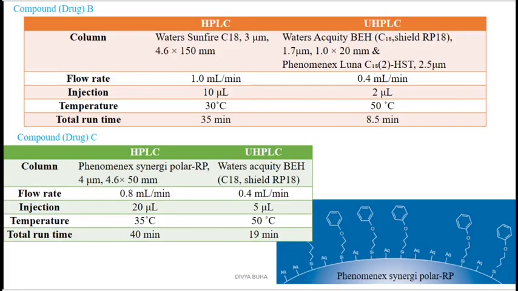Now let us take another example, drug B. It is another type of drug. Again it is an organic molecule, so it would be polar in nature. So again you have to use a reverse phase column.